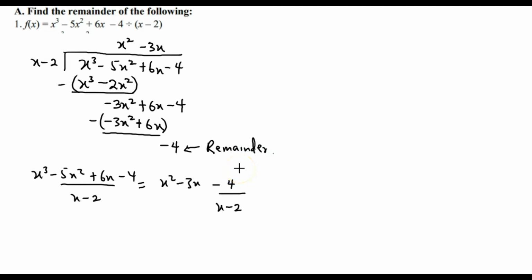Now, as I said early on, we have another method we could have also used to obtain the remainder of negative 4. And that method is the remainder theorem method. With the remainder theorem method, we only apply it when you have the divisor as a linear expression. So take note of it. When you have the divisor as a linear expression, then you can use the remainder theorem to find the remainder between the division of two polynomial functions.